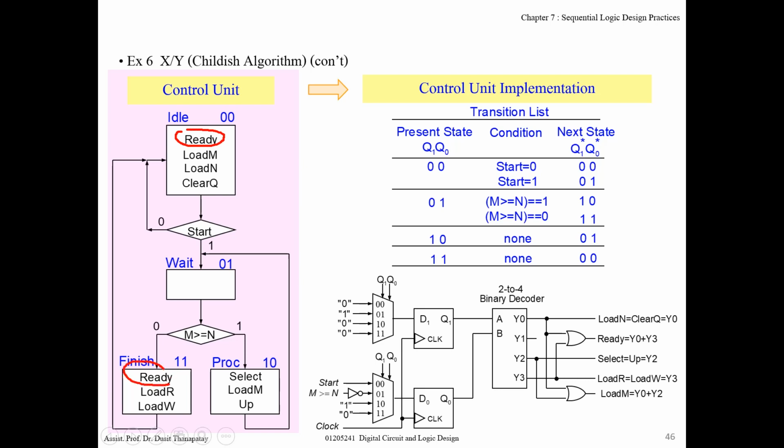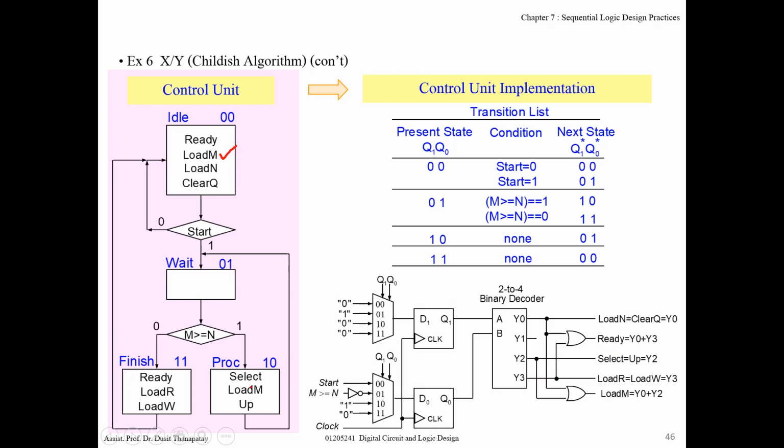Ready output should be active at state 00 or 11, right? So when it's state 00, Y0 is active. When it's at state 11, AB becomes 11, so Y3 is active. So you just OR Y0 or Y3 to generate the output ready signal.